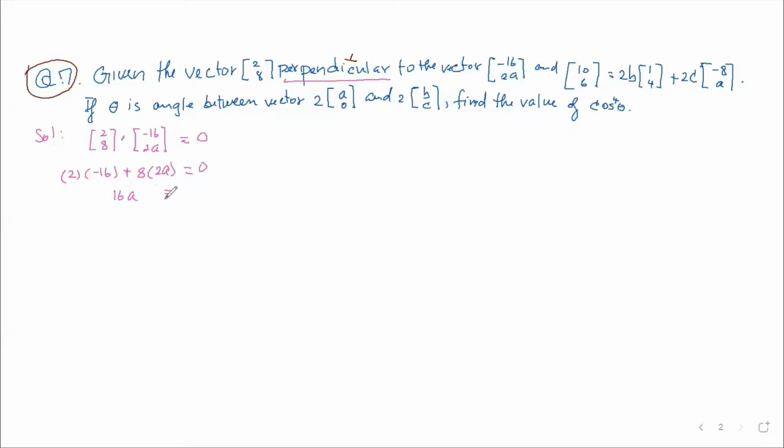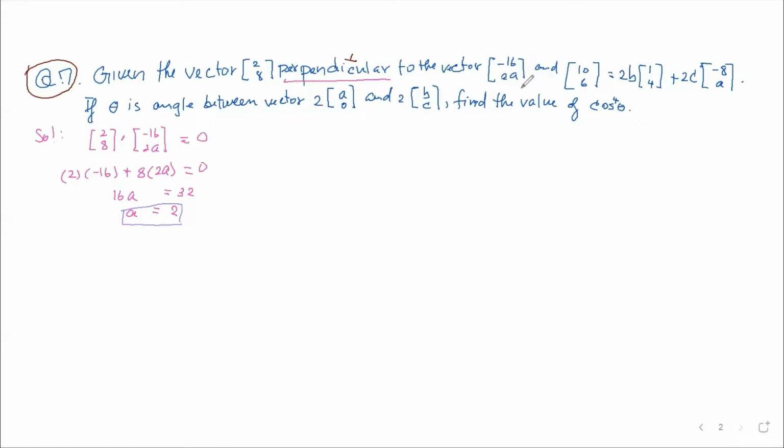This one becomes 32. 32 moves, becomes negative, becomes 32, and then divided by 16 to get a. So a becomes 2, right? A equal to 2. Now we write down first, we got a equal to 2. Now next, what do we have to do?